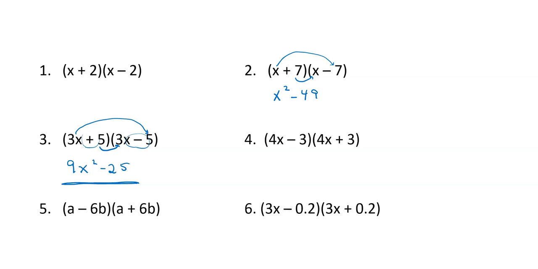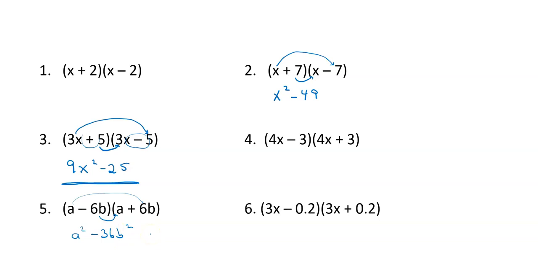All right, let's look at the last row, number 5. When you multiply a times a, you get a squared. The outsides and insides cancel again here because, look, it's a minus 6b, a plus 6b. If you were to FOIL this out, a times 6b is 6ab. Multiply these, you get minus 6ab. So again, those go away. You'll get a minus 36b squared. Okay, difference of squares.